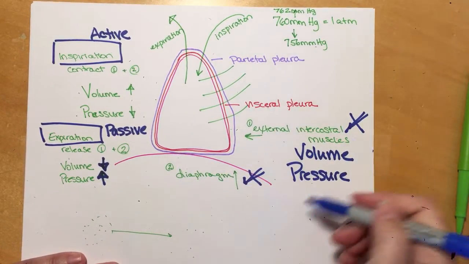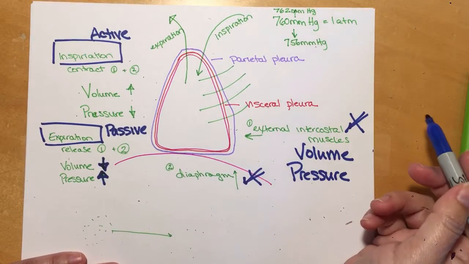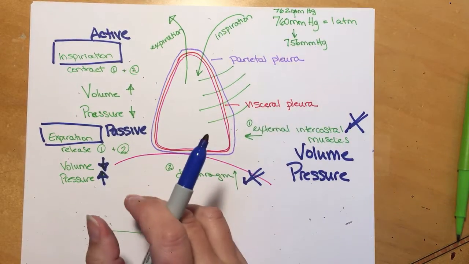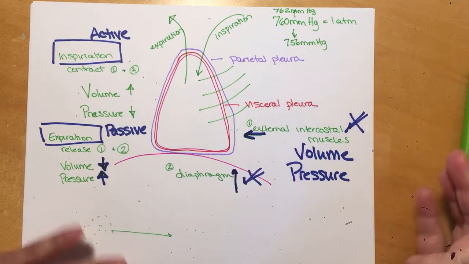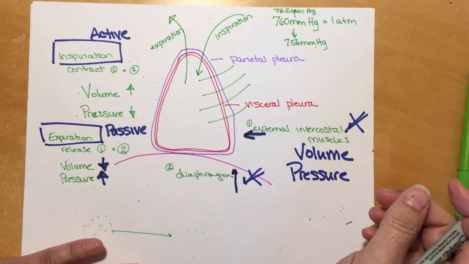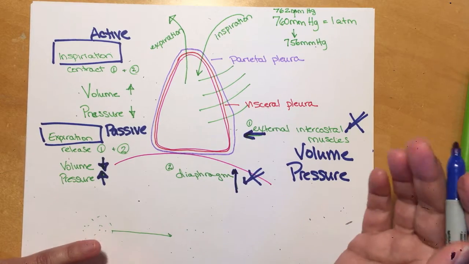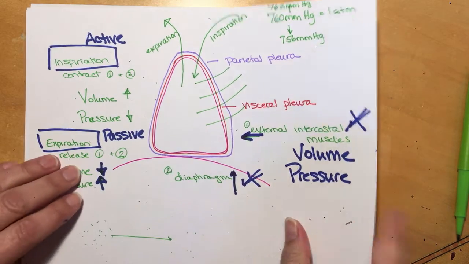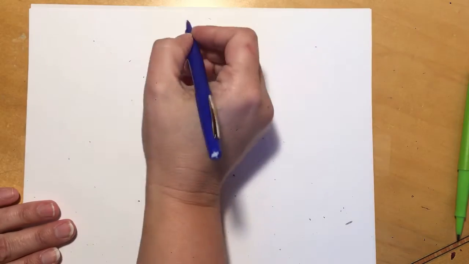We were talking about how inspiration is an active process based on contraction of muscles, and expiration is a passive process where the muscles relax, the diaphragm comes back up, the external intercostal muscles come back in, and that changes the volume of the lungs and therefore the pressure of the lungs. So how is this controlled? In order to talk about how this is controlled, first we have to go back and do a quick review of homeostasis.